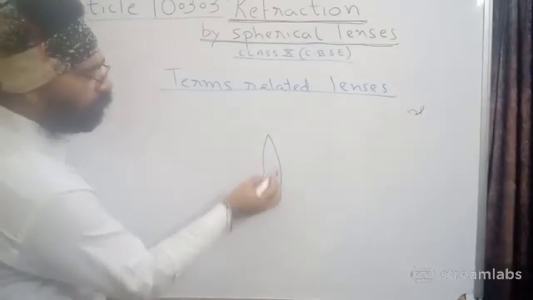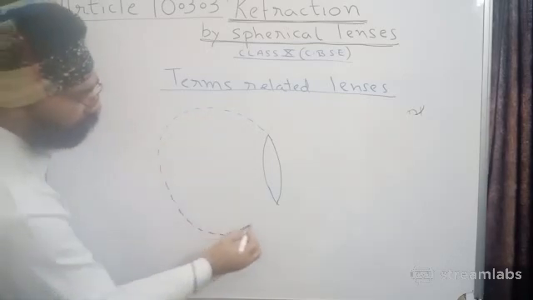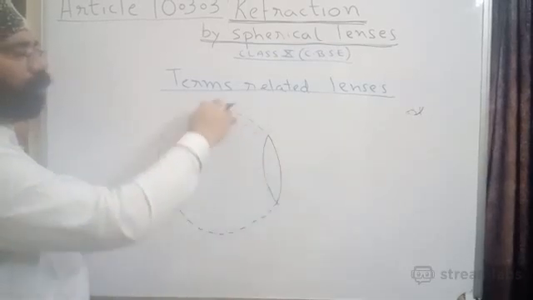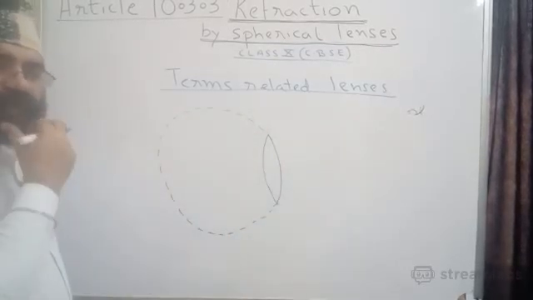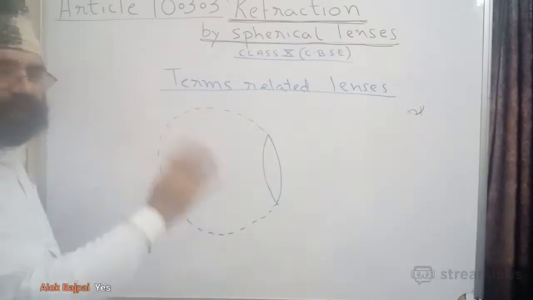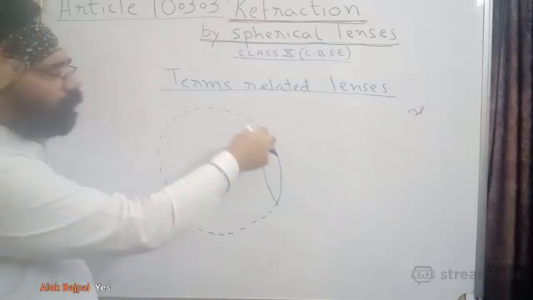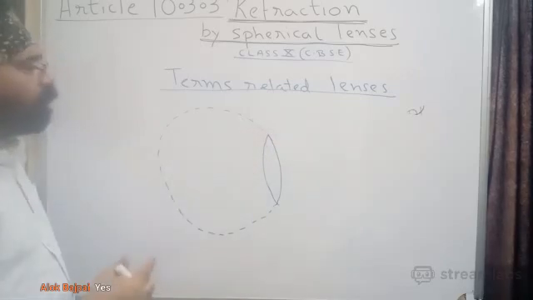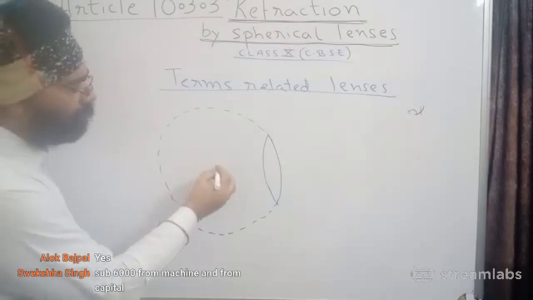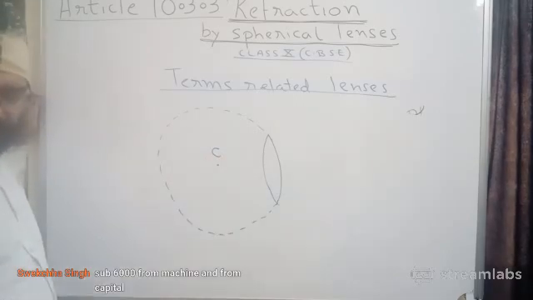Now this curved surface, it's a part of a sphere, right? Had this been one piece, then it would have been a part of a solid sphere. When we were dealing with mirrors, I was telling you that it's a part of a hollow sphere. Now we have solid spheres, okay? A sphere made up of solid glass, and this lens has been cut out of it. Okay, so this sphere had a center, right? We represent it with C.